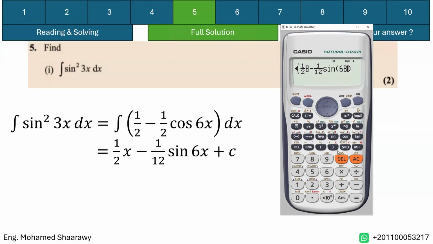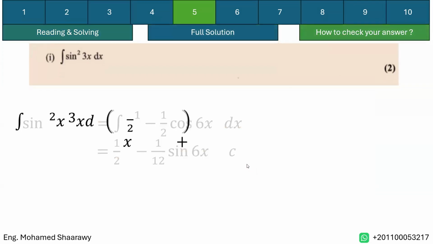Let's check the answer. Let me replace a with pi over 3 and b with 0, because these were the limits I used. It actually gave me the same exact answer, which is pi over 6. So I can say that this one is equivalent to this one.